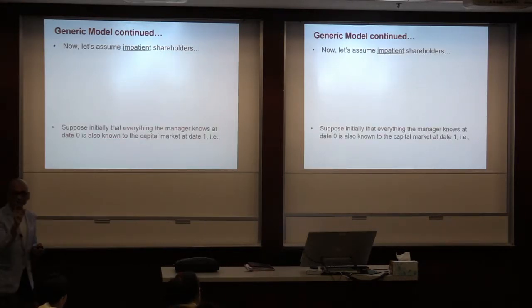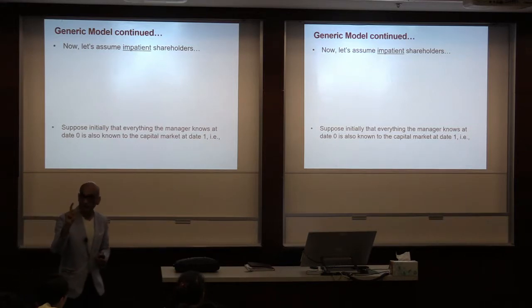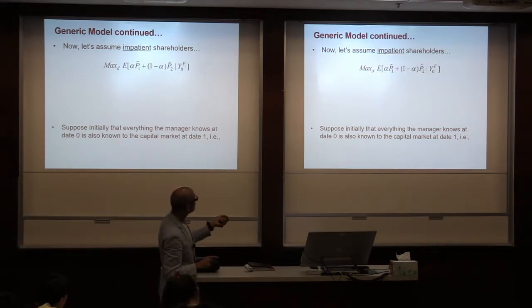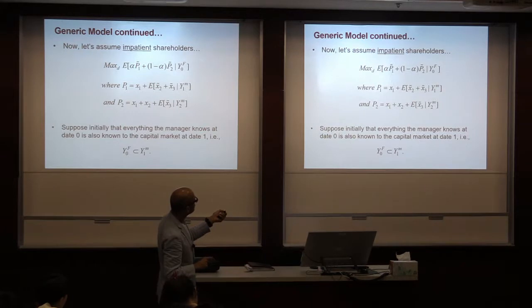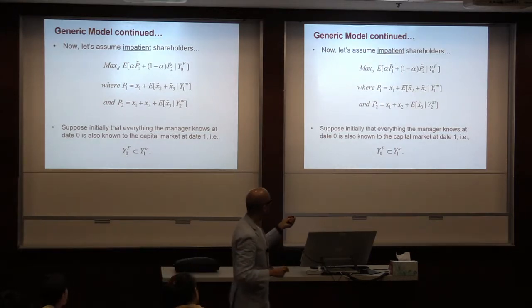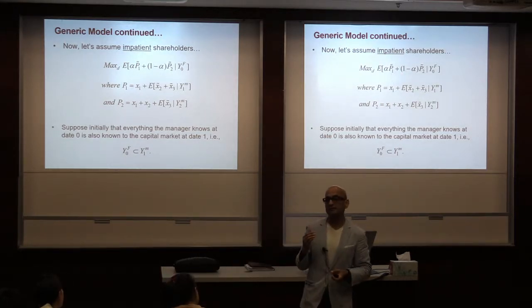Now I'm going to bring in the first assumption I talked about, the first sufficient condition. Shareholders are impatient, which is that they don't care about terminal cash flows. They care about price formation, which is prices at date 1 of the firm and prices at date 2. They care about prices at date 1 with the weight alpha. Alpha is a weight, lies between 0 and 1. And with weight 1 minus alpha, they care about prices at date 2.